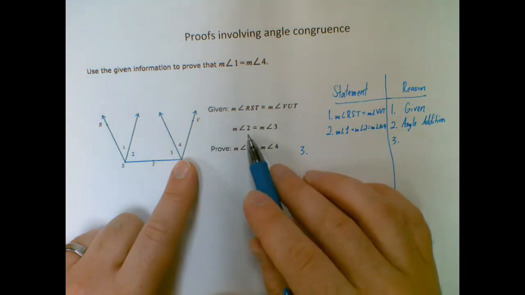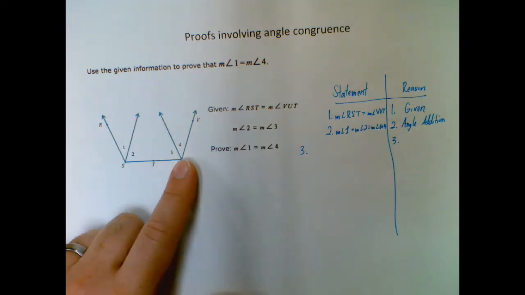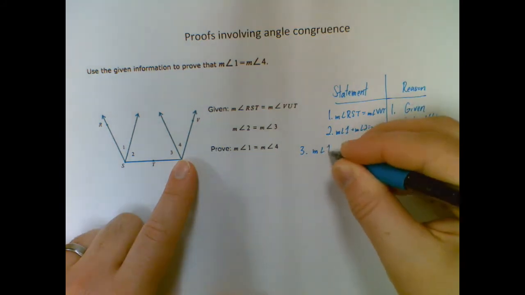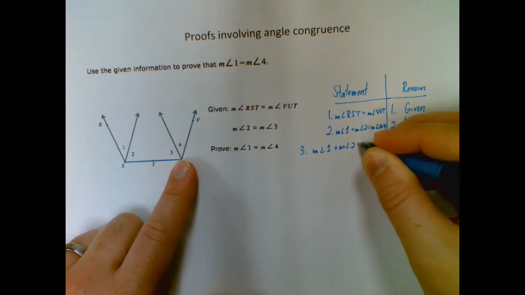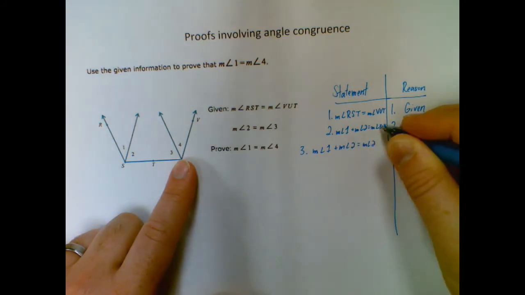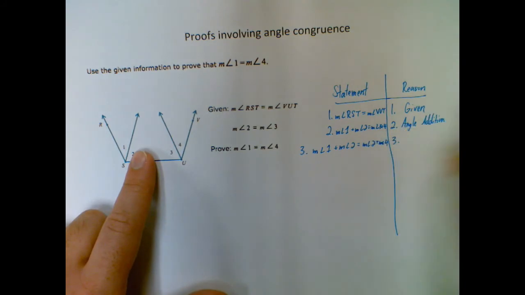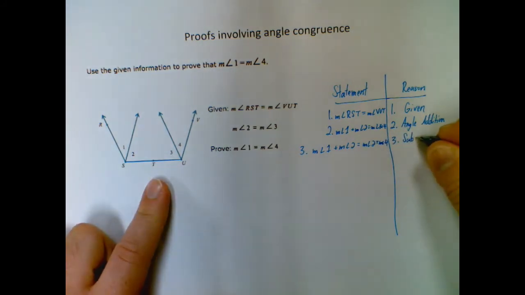Since I know the measure of angle 2 is equal to the measure of angle 3, I can do a quick substitution here and say that the measure of angle 1 plus the measure of angle 2 is equal to the measure of angle 2. I'm going to substitute that measure of angle 3 for angle 2, plus the measure of angle 4. And that's substitution.